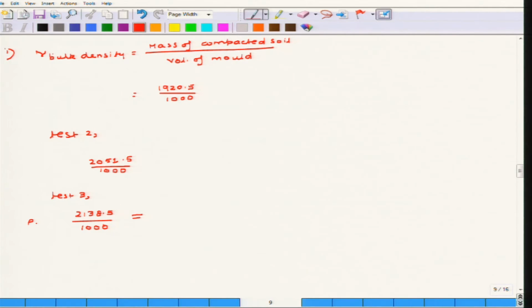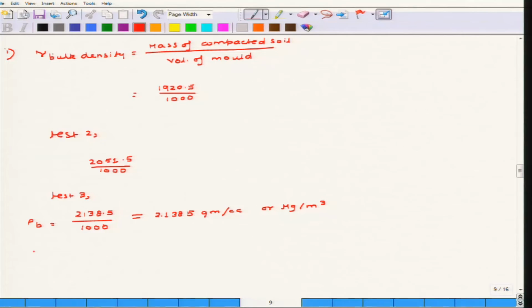Now you will have rho B, or the bulk density of the soil, as 2.1385 gram per cc. This is the unit we are going to proceed with, or there is one more equivalent unit, megagram per meter cube. As I have said, this is the bulk density of the soil. From the bulk density, you now have to find the dry density, because the Proctor compaction curve is a plot of dry density versus the moisture content.